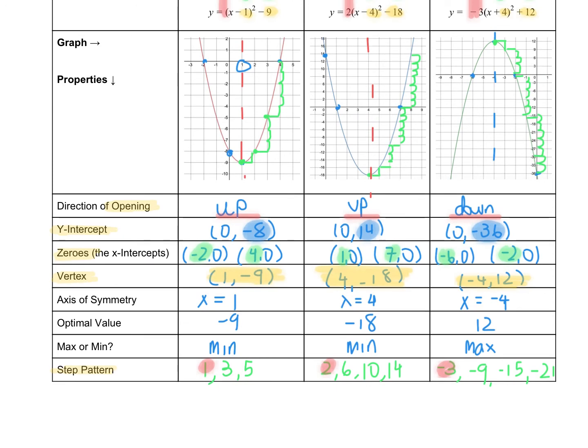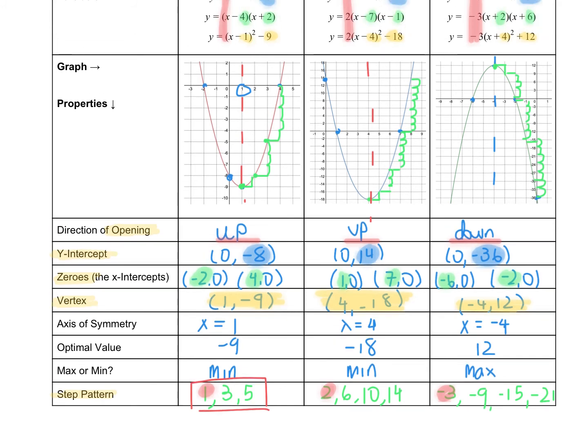So if you remember, in that basic parabola, y equals x squared, this 1, 3, 5 was the basic step pattern. Now let's look at our a value. In the second parabola, the a value is 2, and my step pattern is 2, 6, 10. It looks like I just took this 1, 3, 5 and doubled everything. 1 times 2 is 2, 3 times 2 is 6, 5 times 2 is 10. Okay, let's see if it works for the next one.